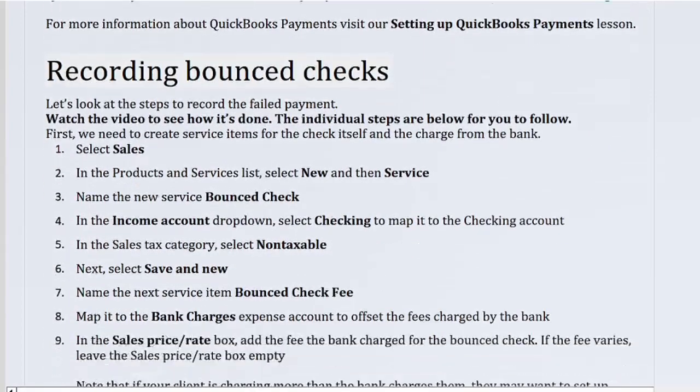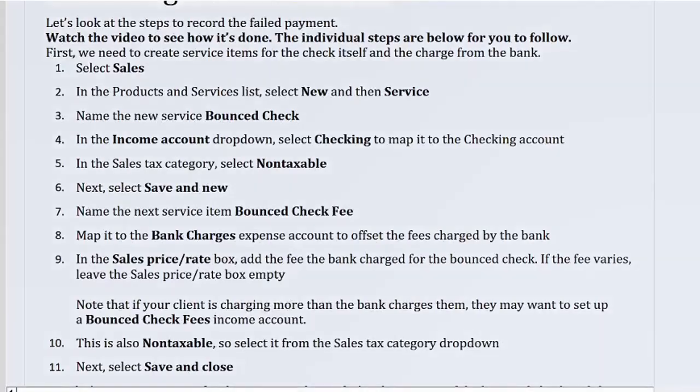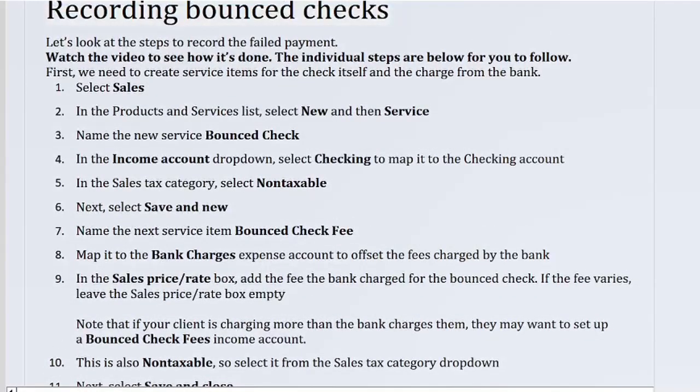Recording bounce checks. Let's look at the steps to record the failed payment. First, we need to create service items for the check itself and the charge from the bank. Select Sales. In the Products and Services list, select New and then Service. Name the new service bounce check. In the Income Account drop-down, select Checking to map it to the checking account. In the Sales Tax category, select Non-Taxable. Next, select Save and New.